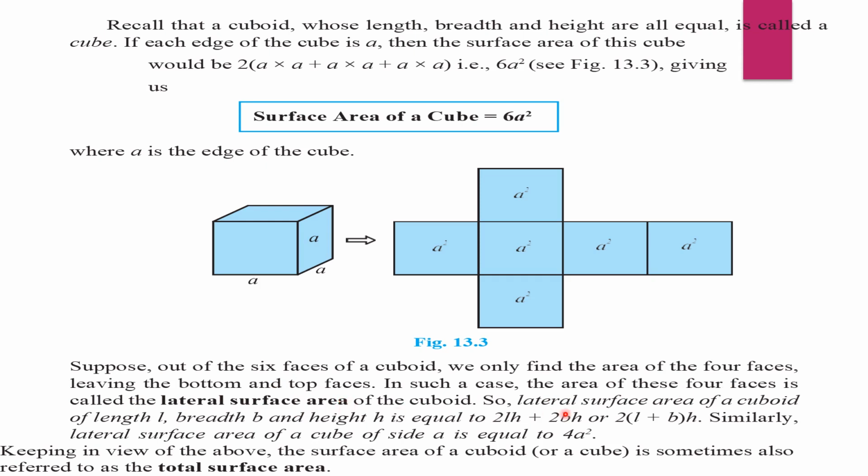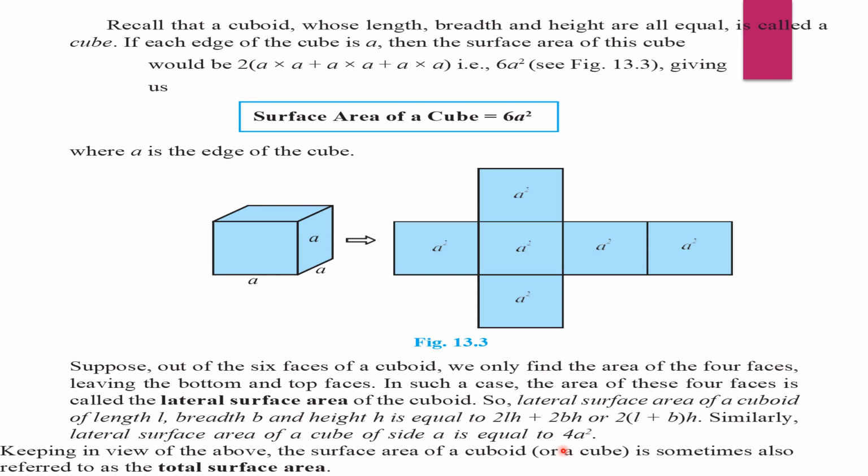Okay, my children? Right. So the lateral surface area of a cuboid of length L, breadth B and height H is equal to 2LH plus 2BH. If you add these two areas, we get the lateral surface area of a cuboid. Let us take 2H as common factor from these two, then we get 2 of (L plus B) into H. Okay, my children, right. Similarly, the lateral surface area of a cube of side A is equal to 4A square.